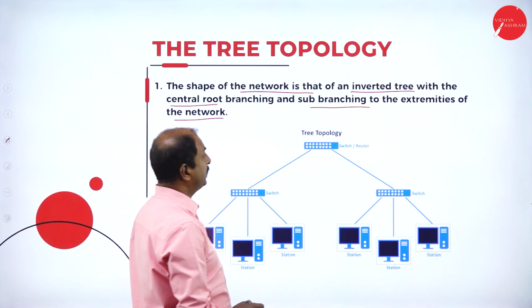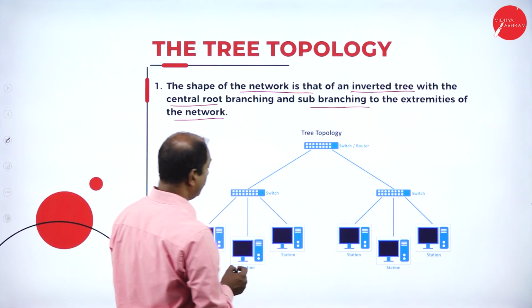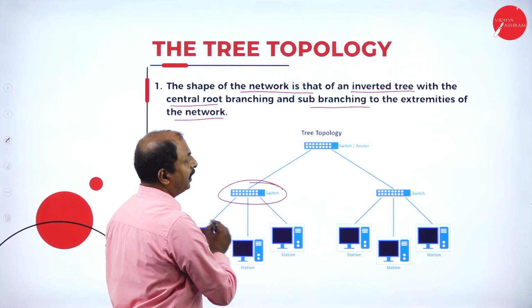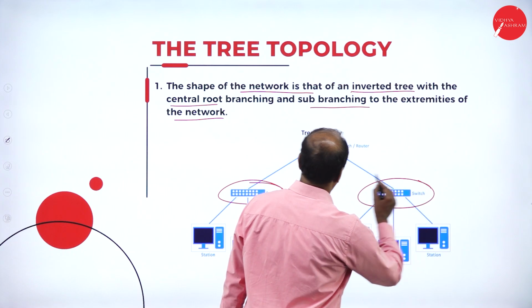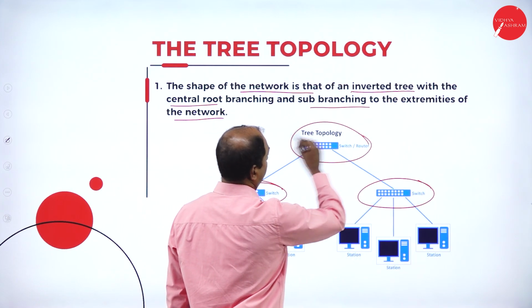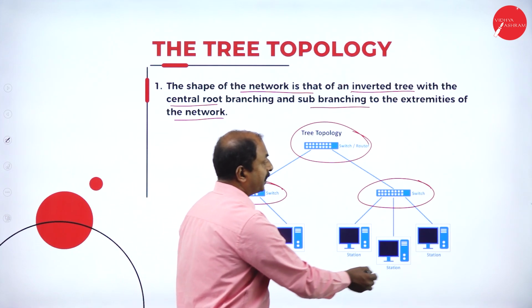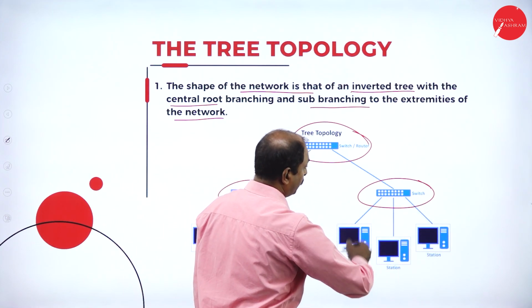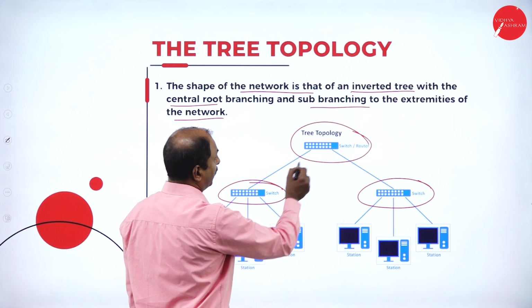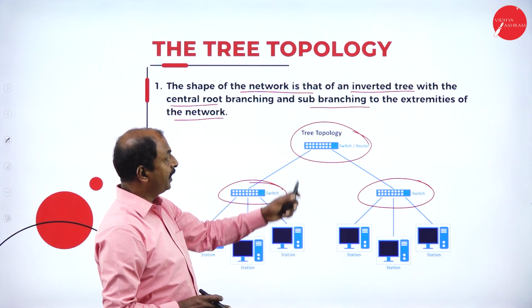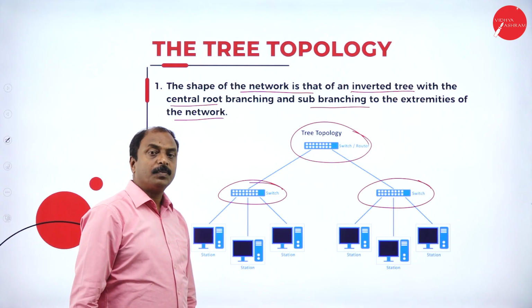For example, see, this is one of the switches or routers here, and this is one computer, this is one switch, and this is another switch, and this is a switch. So here, see, there are three workstations here. This is one network, another network. We are connected to this in the form of a hierarchy or in the form of a tree. It is called tree topology.